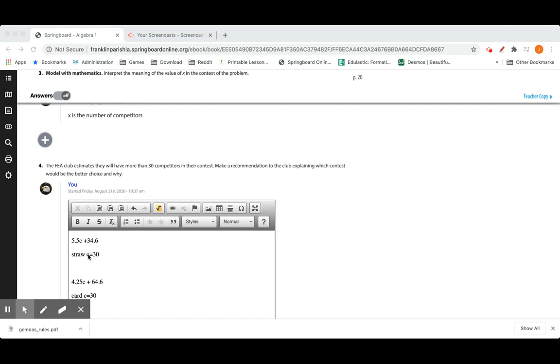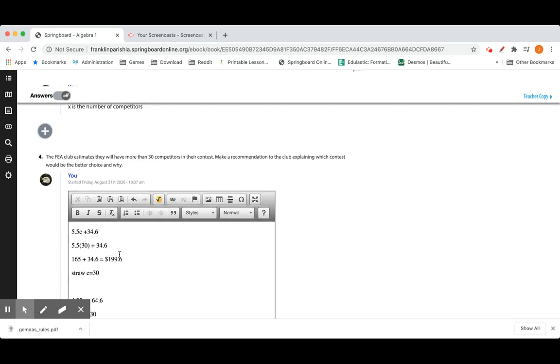So if I replace C with 30, it would be 5.5 times 30 plus 34.6. 5.5 times 30 is 165, plus 34.6, and that will equal 199.6. That's going to be how many dollars it costs.